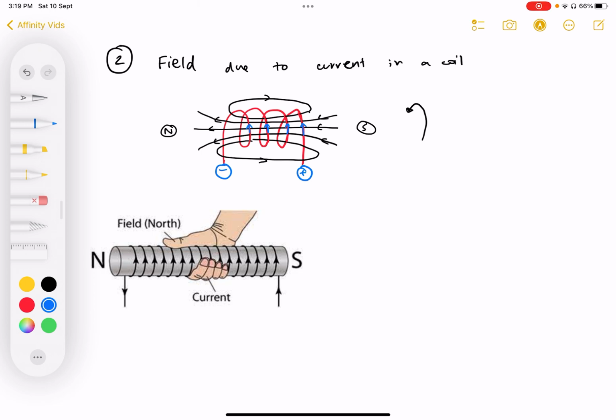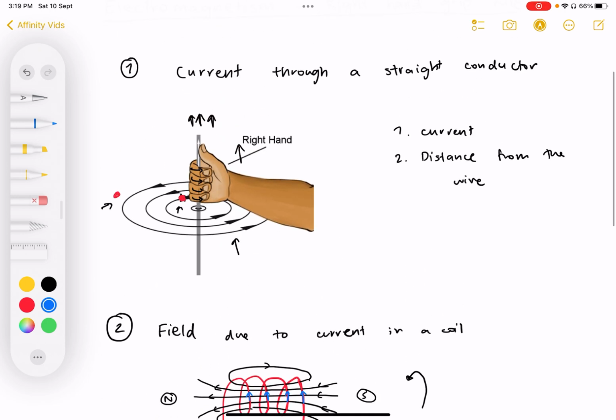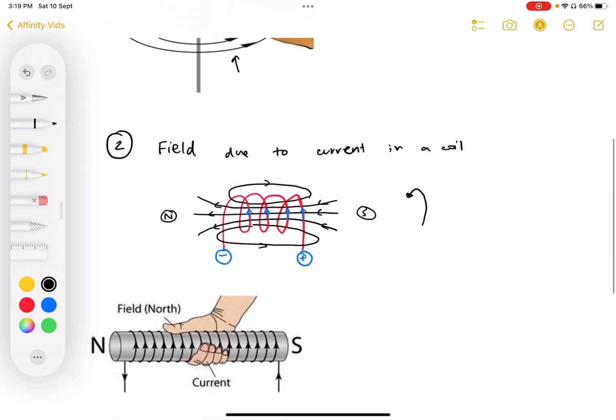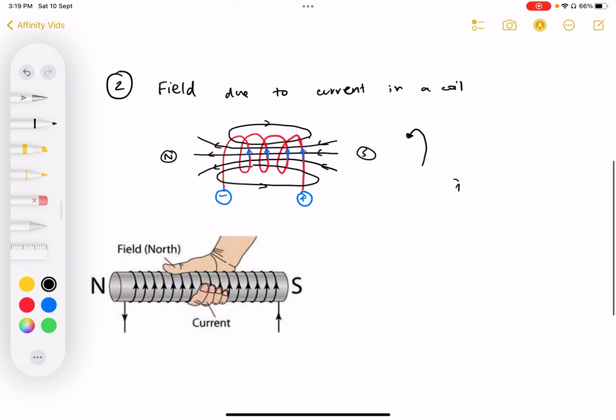Really quickly before I finish, let's touch on one more thing about fields made due to currents in a coil. We talked about the factors that affect the magnetic field strength in a straight conductor. We have the same sort of thing over here. What's going to affect the magnetic field is, number one, current. We're also going to be affected by the number of coils. And three, the material.